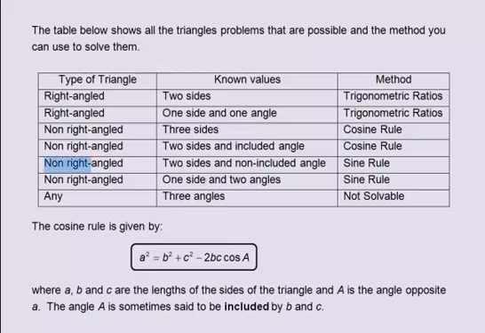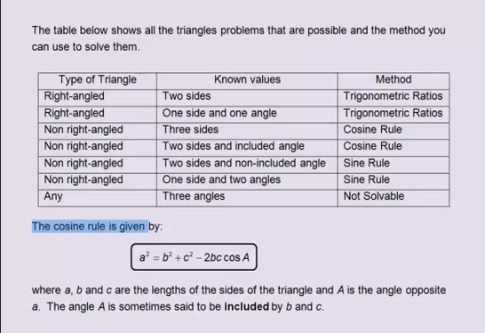For non-right-angled triangles, where you know two sides and a non-included angle, you use the sine rule. Where you know one side and two angles, use the sine rule. For any type of triangle, where you know three angles, you cannot solve the triangle.